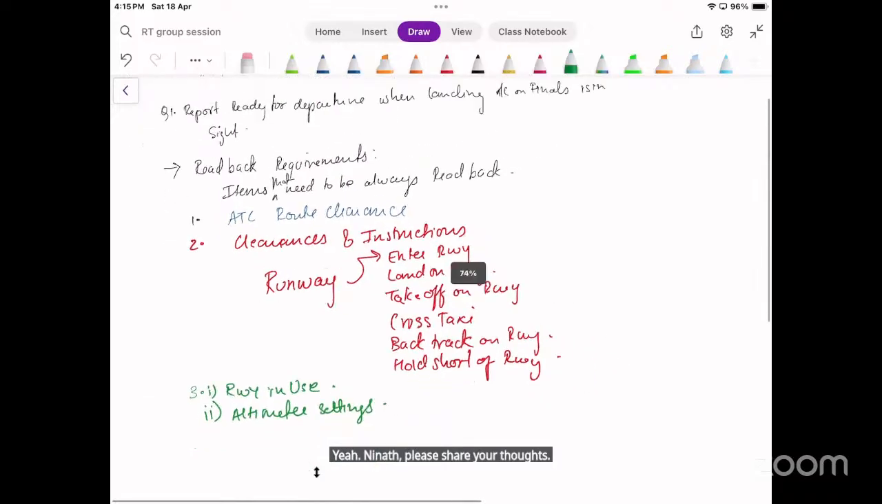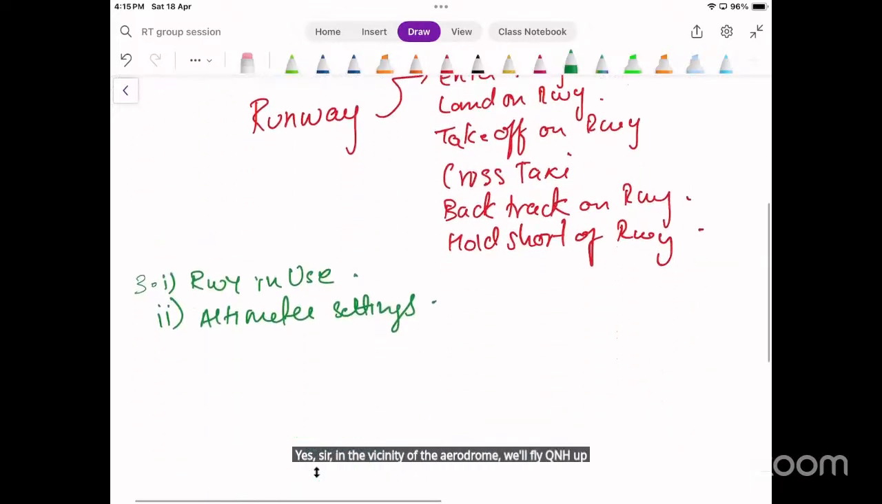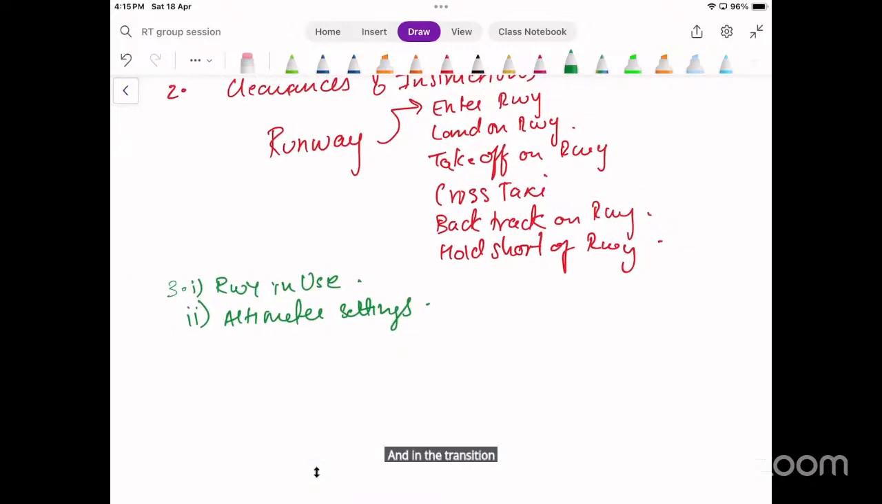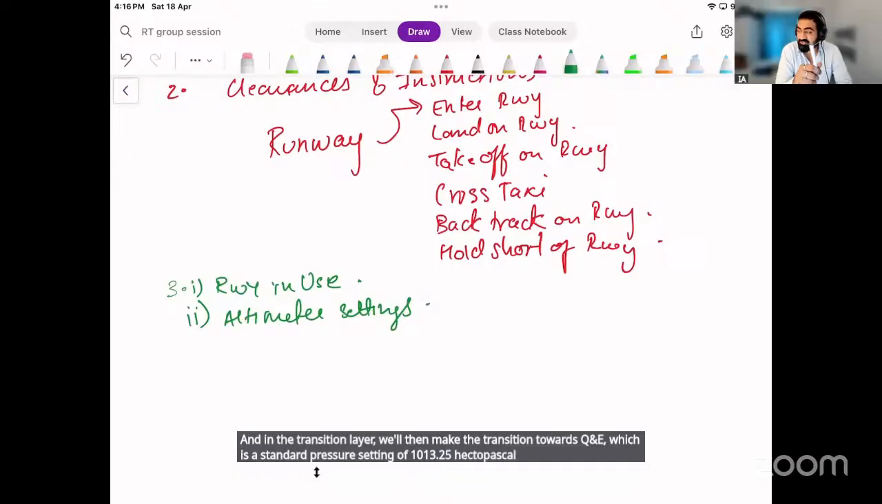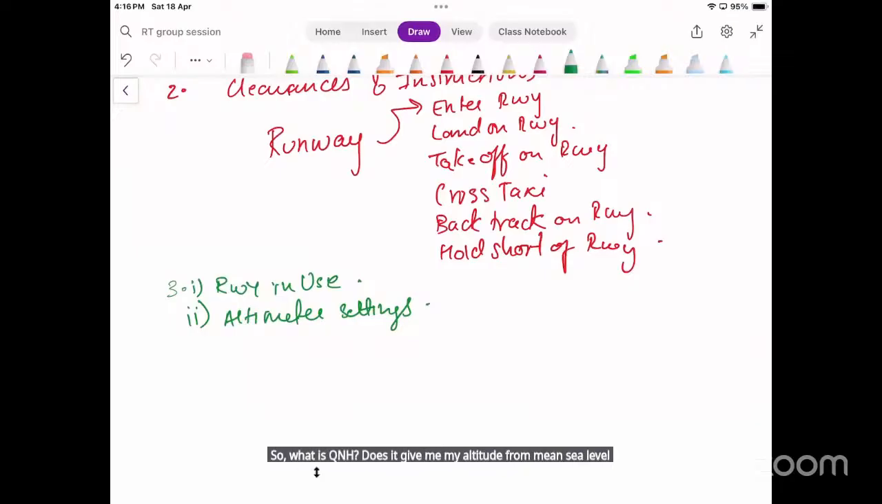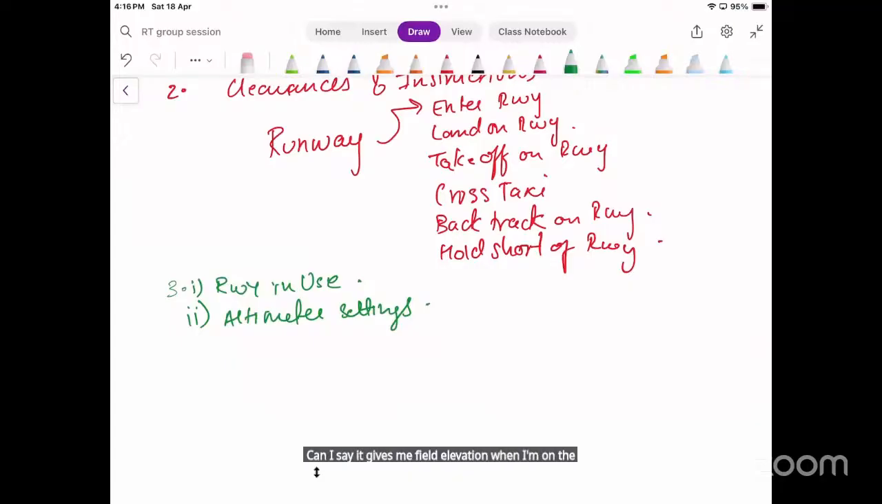Yes, sir. In the vicinity of the aerodrome, we'll fly QNH up to the transition altitude. Then in the transition layer, we'll make the transition towards QNE, which is a standard pressure setting of 1013.25 hectopascal. So what is QNH? Does it give me my altitude from mean sea level? Affirm, sir. Can I say it gives me field elevation when I'm on the field? Affirm, sir.